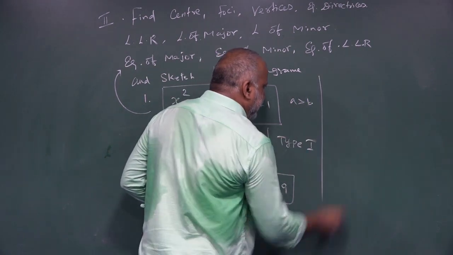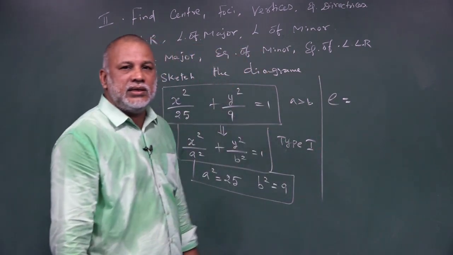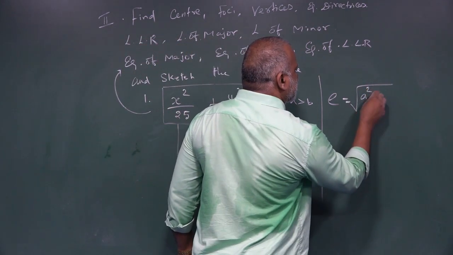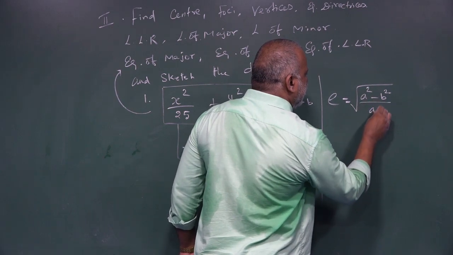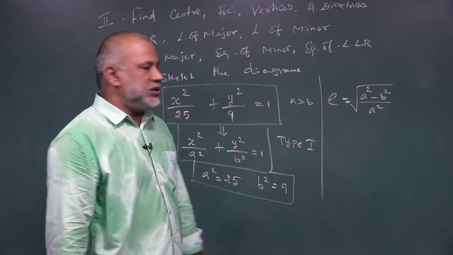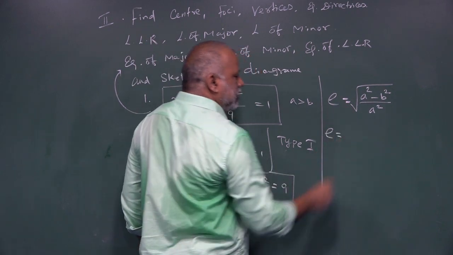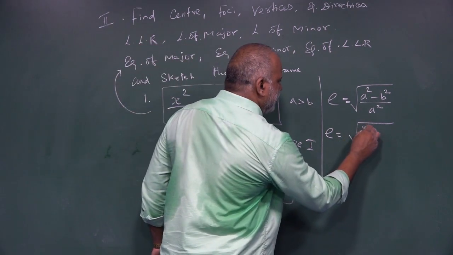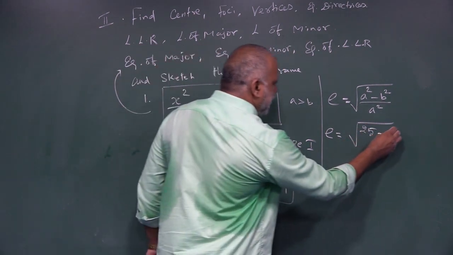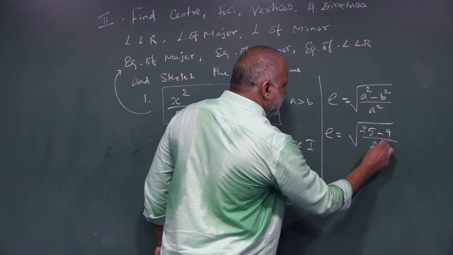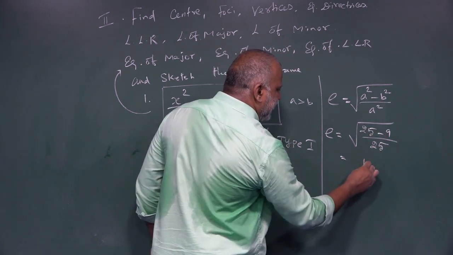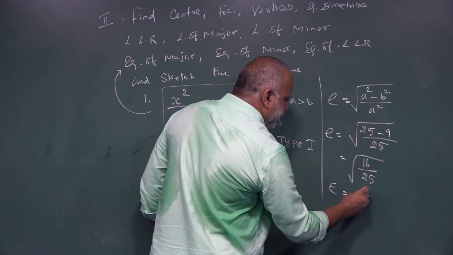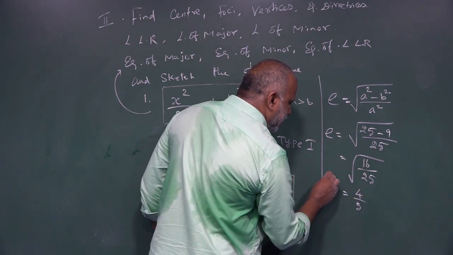We need e. E means eccentricity. We already worked it out theoretically. E equal to square root of a squared minus b squared divided by a squared. See all the data in your theoretical concept. See here, a squared minus b squared: a squared 25 minus b squared 9, divided by a squared 25. So 25 minus 9 we get 16 by 25. Then when we take the square root, we get 4 by 5.